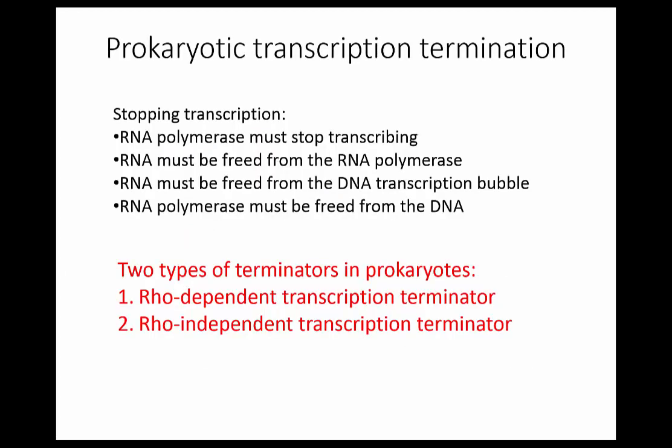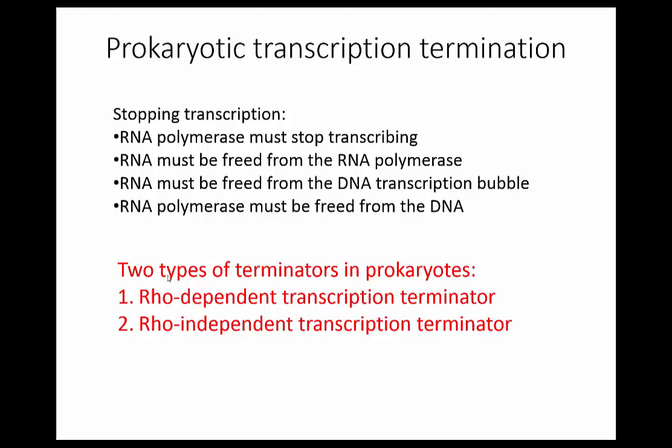Once we continue on and get to the end of the gene, there are a number of things that have to happen for termination of transcription to occur. So the RNA polymerase has to stop transcribing, and this is not the end of the DNA template, right? The DNA will continue on. The RNA polymerase has to get some signal that it must stop. The RNA has to be freed from both the DNA and also from the RNA polymerase itself, and then RNA polymerase has to fall off of the DNA.